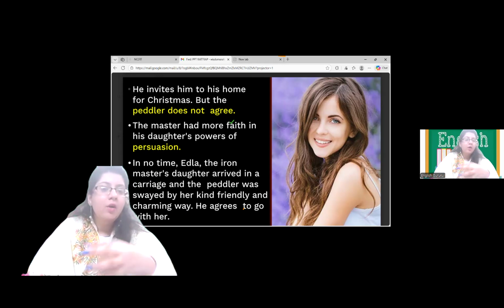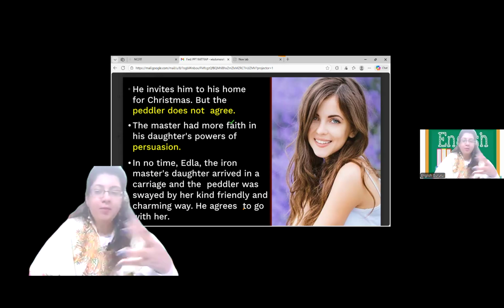The master had more faith in his daughter's powers of persuasion.